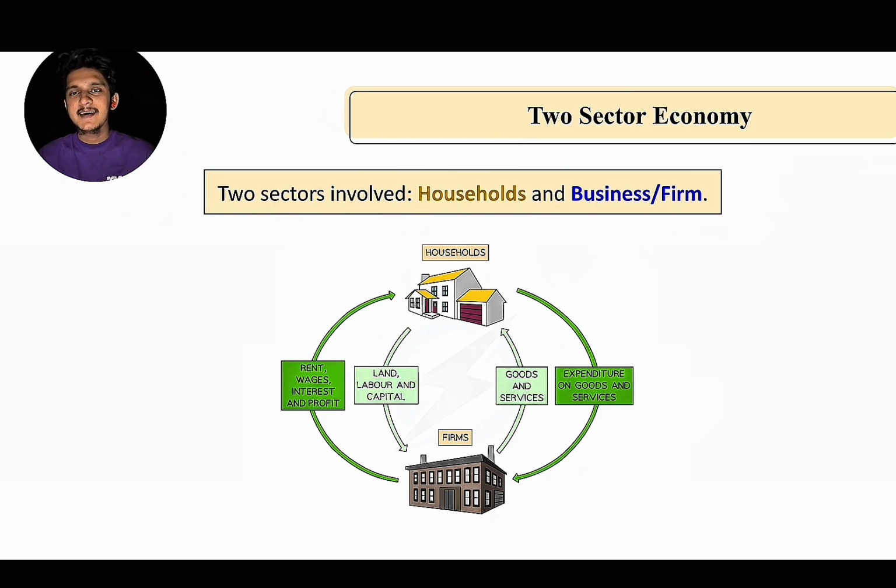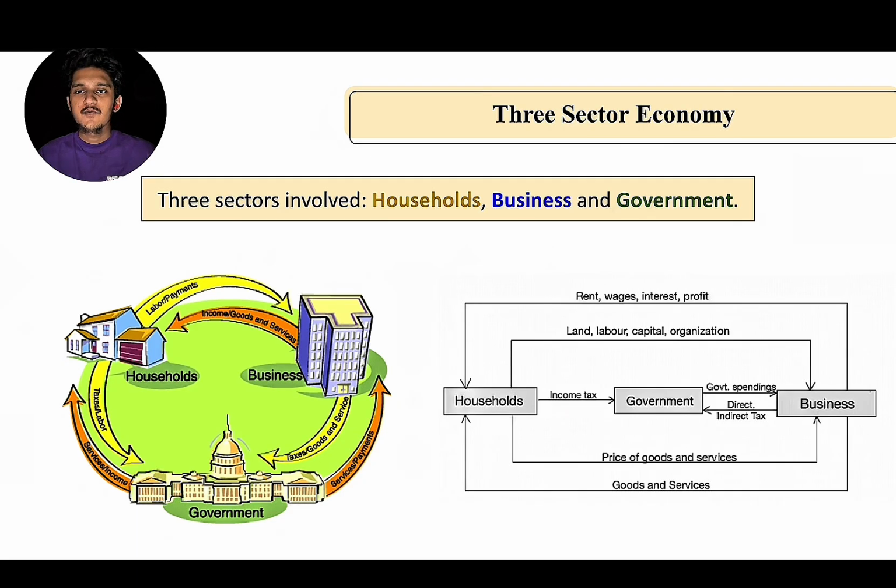So our next model is three sector economy. Now we introduce a new key sector, that is government. The government collects taxes from business and households. The indirect taxes like sales tax and direct taxes like income tax.